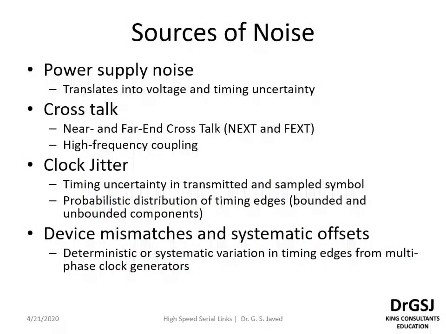A quick look at the various sources of noise. We will not be going into detail, but we will at least mention the types of noise that could be present in the system. Power supply noise typically translates into voltage and timing uncertainty in the clocking system. Crosstalk appears at the near end and far end, which occurs due to high frequency coupling. Clock jitter is the timing uncertainty in transmitted and sampled symbols, a probabilistic distribution of timing edges, which has both bounded and unbounded components. Device mismatches and systemic offsets are present, and they can cause deterministic or systemic variation in the timing edges.